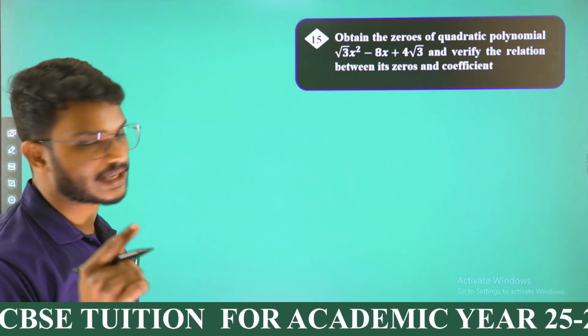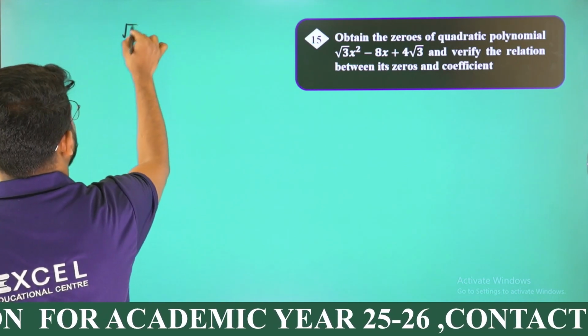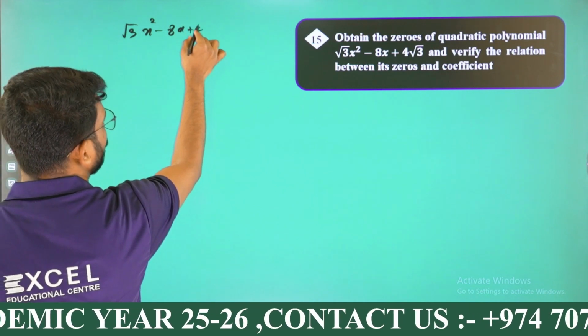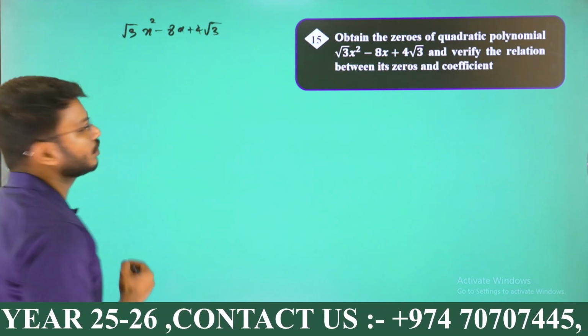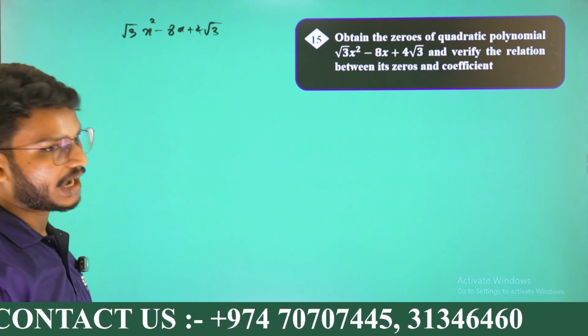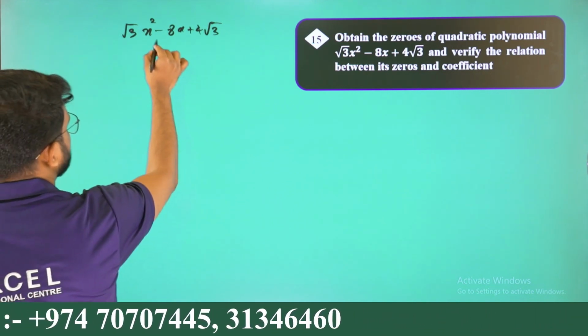Related to the first question, the same as the first question, right? Yes. Anyway, we can write the quadratic equation root 3x square minus 8x plus 4 root 3. So we have to factorize using middle term splitting. Then we have to find alpha and beta. Then we have to verify. So let's start. So here minus 8x we have to split.